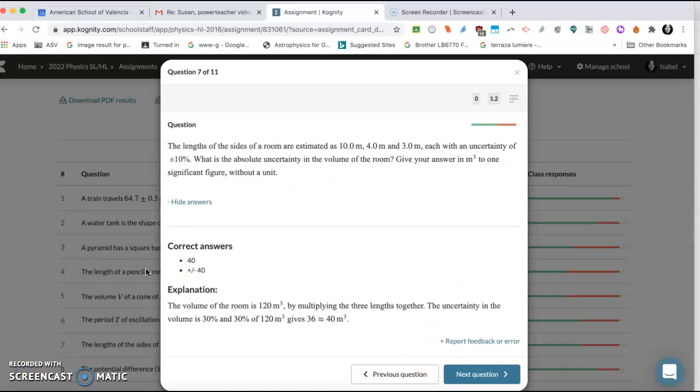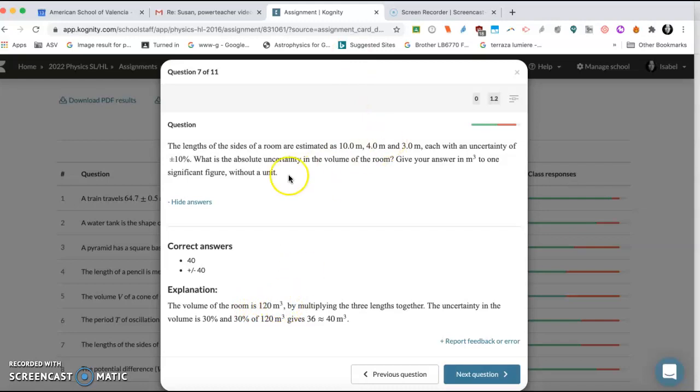Question 7 is very similar to the volume question. We have the lengths of the sides of a room, 10 times 4 times 3, each with an uncertainty of 10%. What is the absolute uncertainty in the volume of the room? Step 1, find the volume. The volume would be 10 times 4 times 3, which gives you 120 meters cubed.